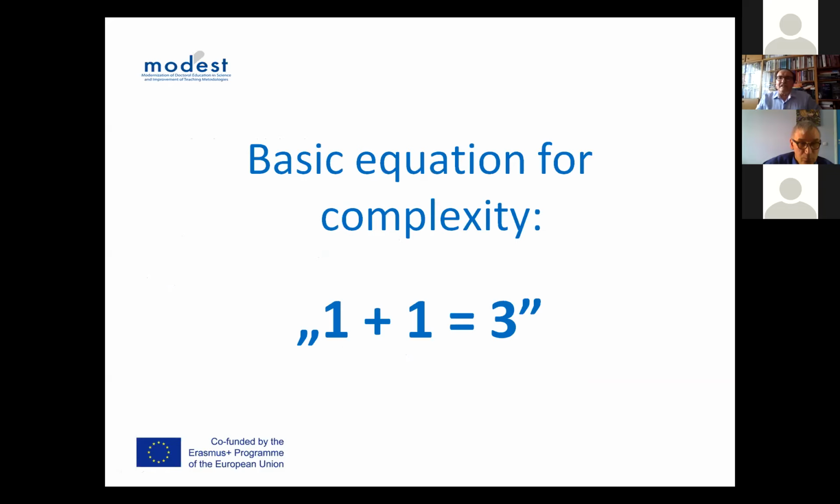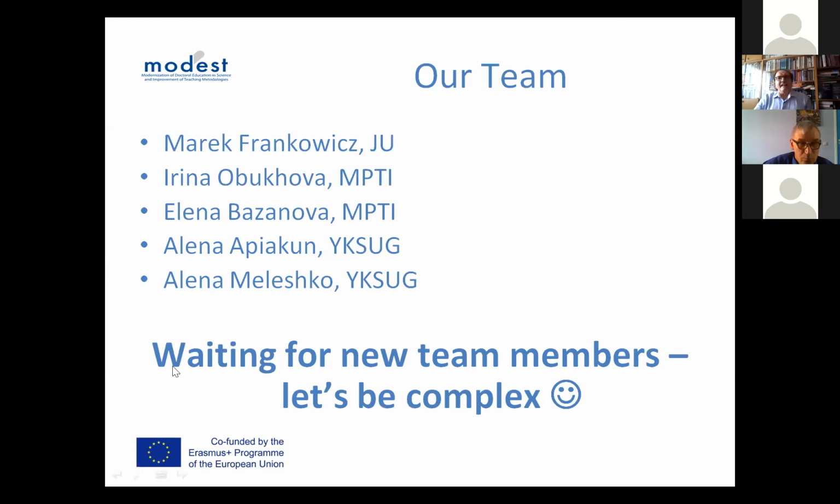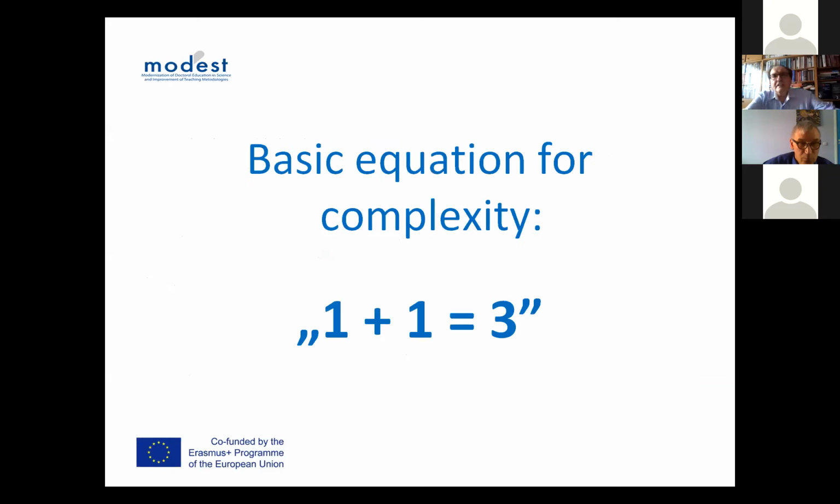I would like to finish with the basic equation for complexity. The basic equation for complexity is 1 + 1 gives 3. That means whenever we have a complex system with some intrinsic interaction between the system's elements, we get a kind of added value. So, I would just repeat that we do count very much on the added value of other partners. Thank you for your attention.